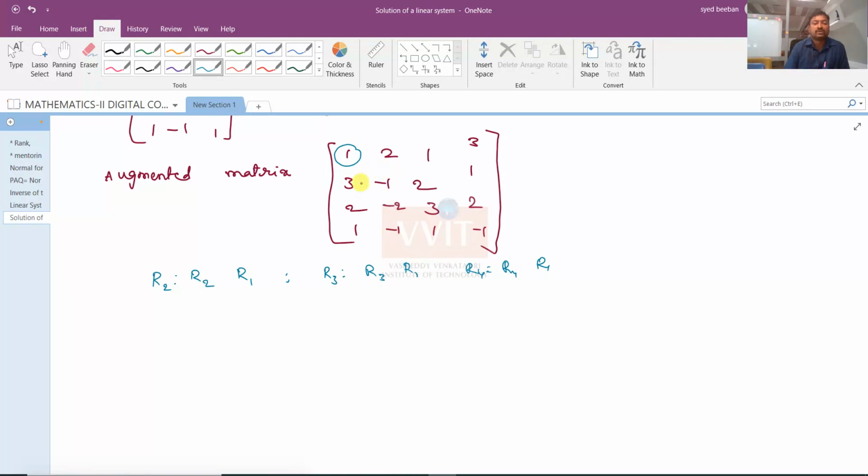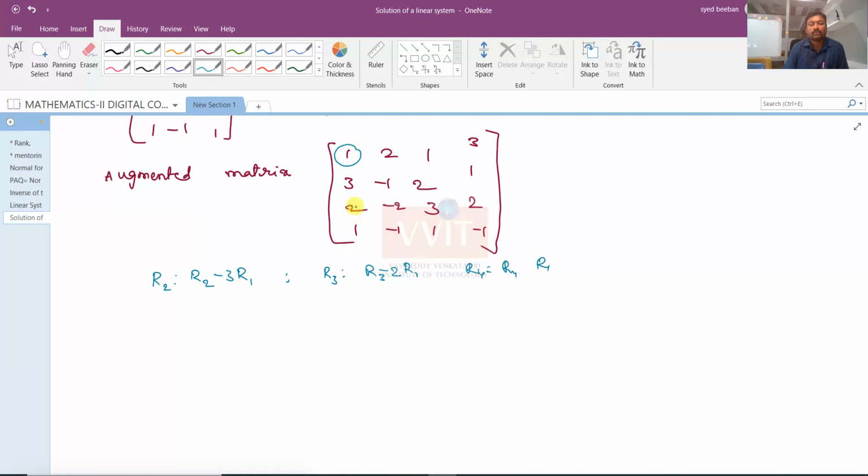R2 and R1: here it is 3. If I multiply R1 with 3 and then subtract, that will be 0. I'm not worrying about the rest of the elements, only the elements below the principal diagonal. For R3, here it is 2. If I multiply R1 with 2 and then subtract, we'll get it here.